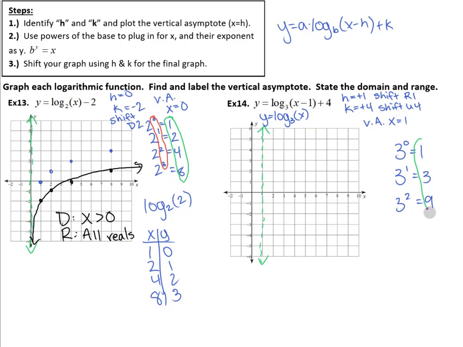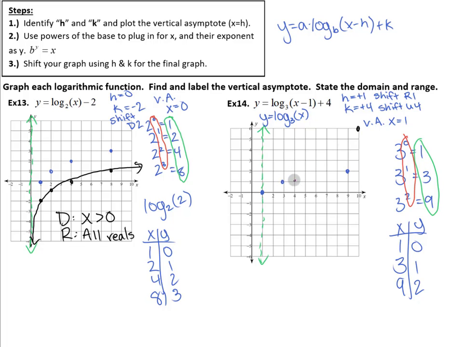So again, if we plug in these values for x, we get back the exponents for y. If we're making our table here for x, I'm going to plug in 1 for x and get back 0 for y. Plug in 3 for x, get back 1 for y. 9 for x gives me back 2. And if I plot these points, (1, 0), (3, 1), (9, 2), remember this is not the final graph, we need to do these shifts. Move them all right 1 and up 4. So right 1, up 4.